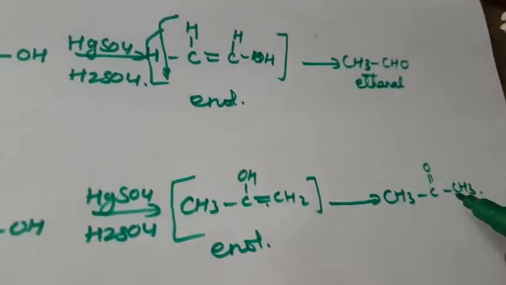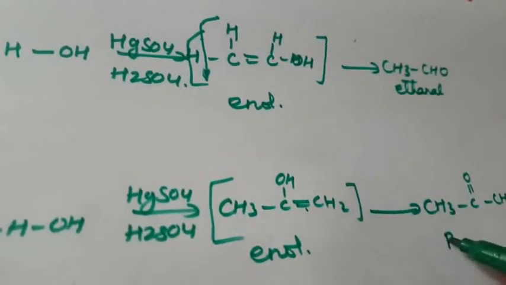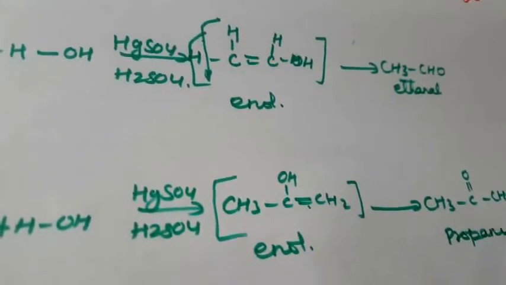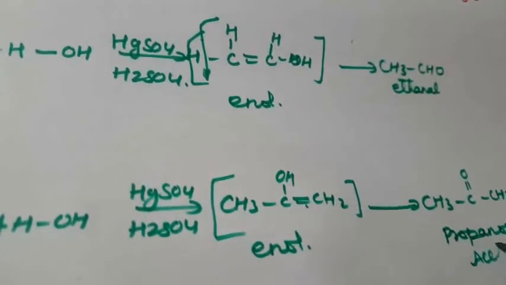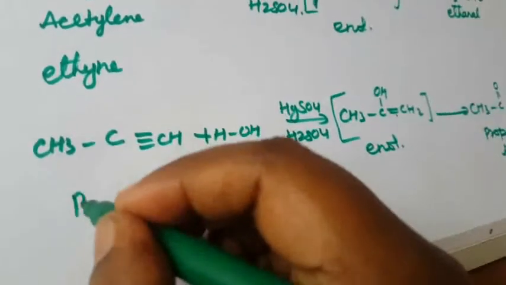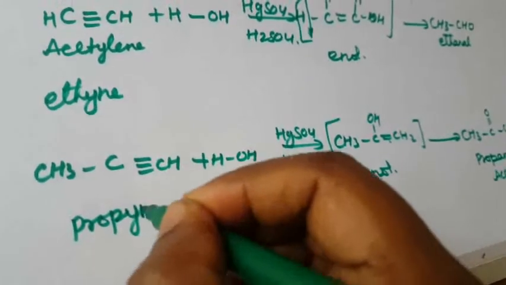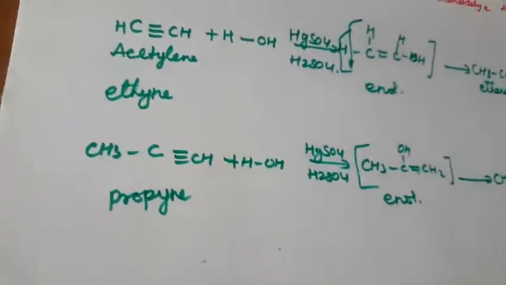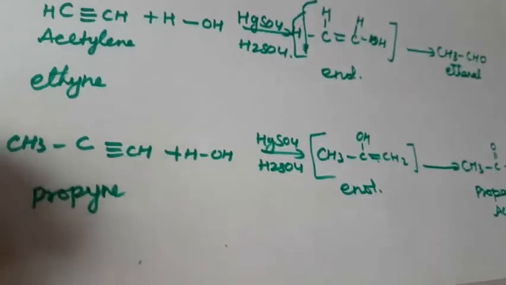So what is this compound name? CH3COCH3, that is propanone or acetone. Okay, that is acetone, propanone or acetone. This is another reaction. What is the name of the starting compound? With a three carbon root word, it is propyne. Okay, so that is propyne. This is another one.